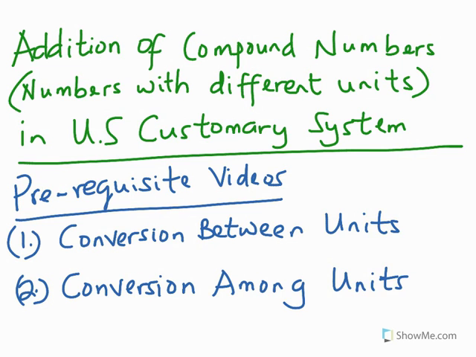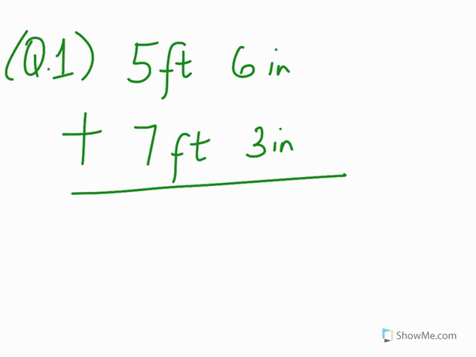So let's start with the first example. 5 feet 6 inches plus 7 feet 3 inches. When we look at this question, usually the smaller unit is on the right and the bigger unit is on the left. The bigger unit comes first and then the smaller unit. So the bigger unit is feet and the smaller unit is inches. So that's the way we write it. Bigger unit comes first, then the smaller unit.